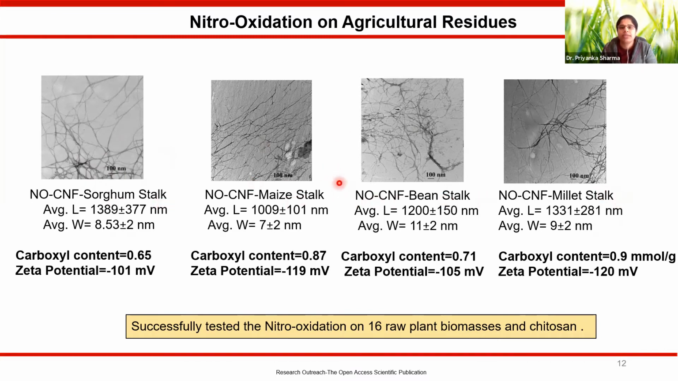So it is important to note that under the same reaction condition, all the agriculture residues can be converted into valuable NOCNF product. And by varying the amount of sodium nitrite, we can also vary the charges on these fibers. So this way, we have successfully tested this NOP process on 16 plant biomass species, including phytosan.